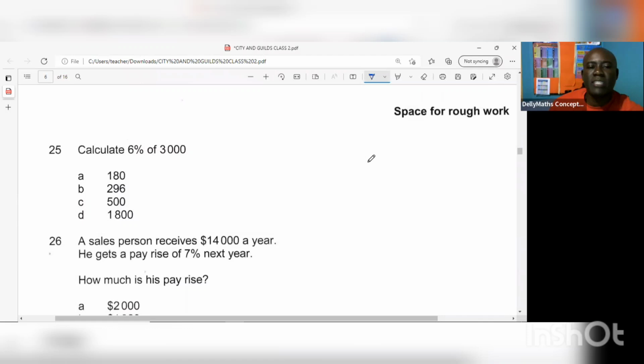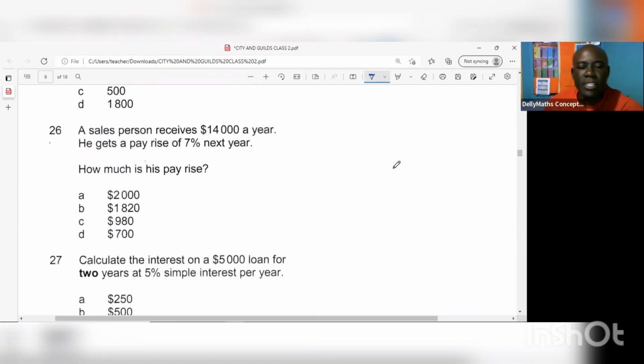Calculate 6% of 3,000. So you can do this a number of ways. 6% means 6 over 100 times 3,000 over 1. These two zeros would cancel. So we're multiplying 3 times 6 times 10, and we'll get 180.